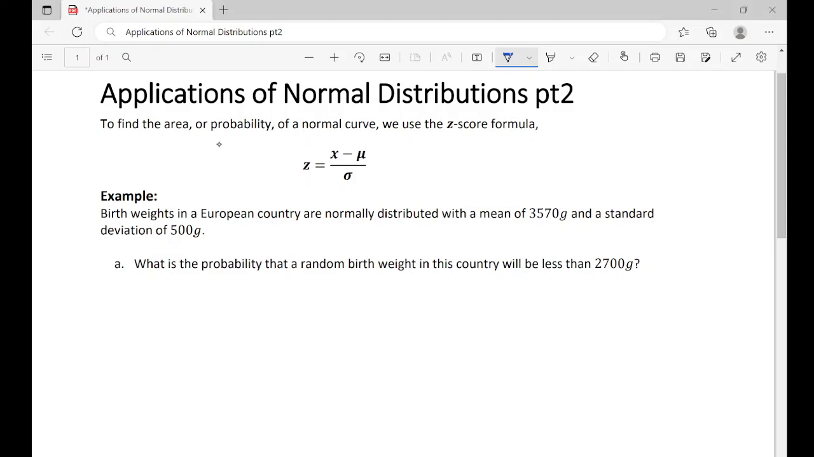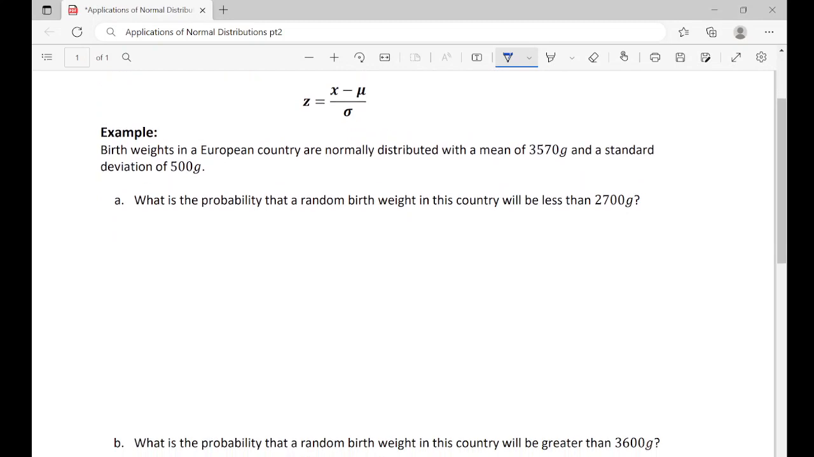To find the area or probability of a normal curve, we use the z-score formula, x minus mu over sigma. So let's look at an applied problem. The birth weights in a European country are normally distributed with a mean of 3,570 grams and a standard deviation of 500 grams. What we want to know is, what is the probability that a random birth weight in this country will be less than 2,700 grams?